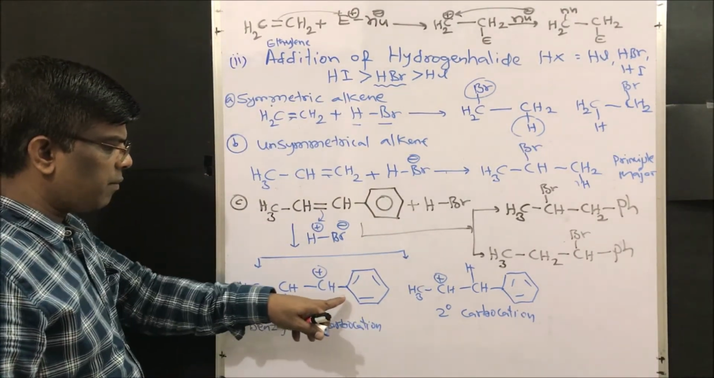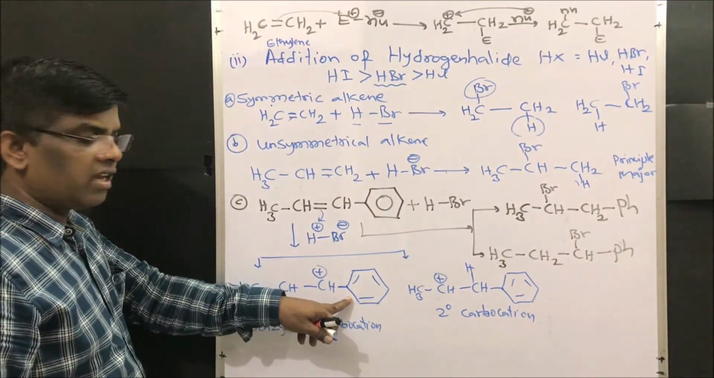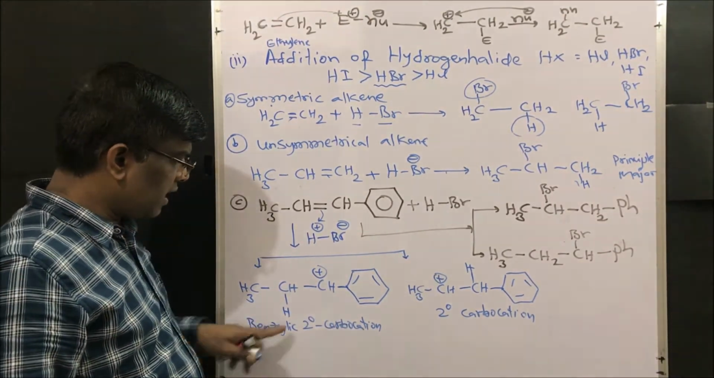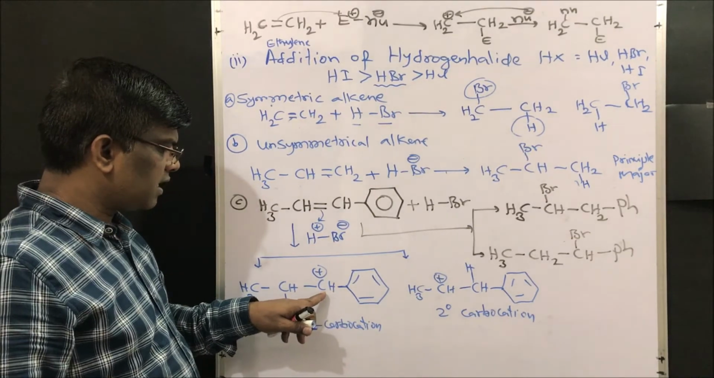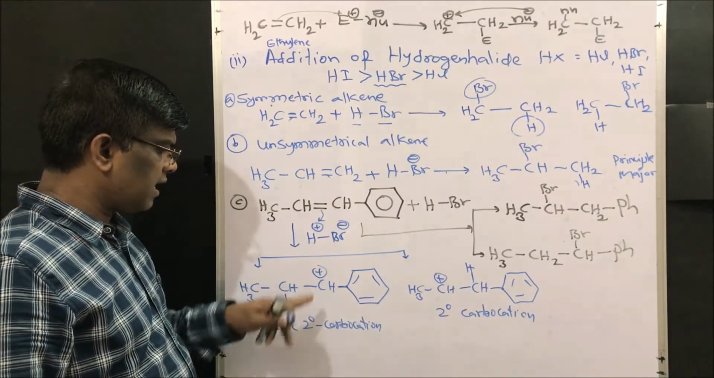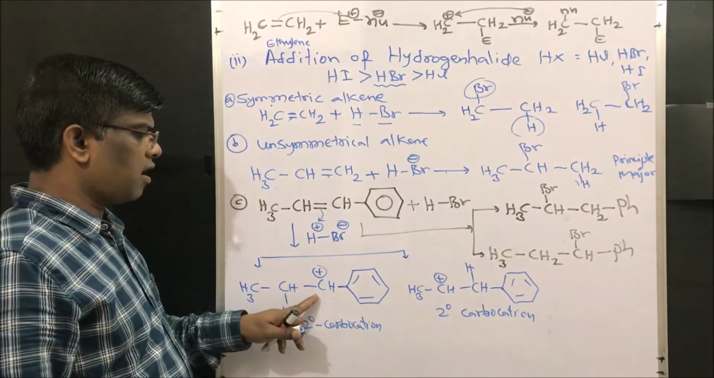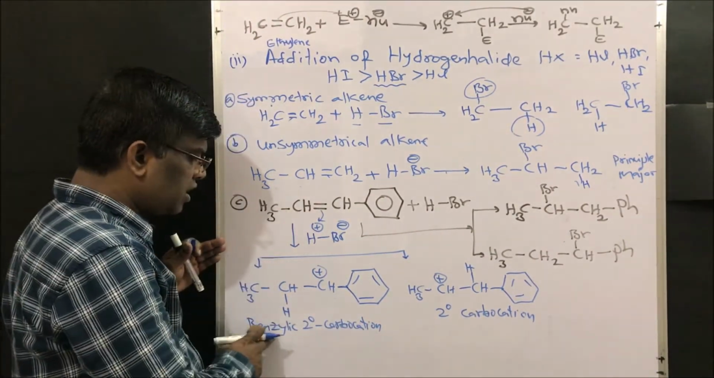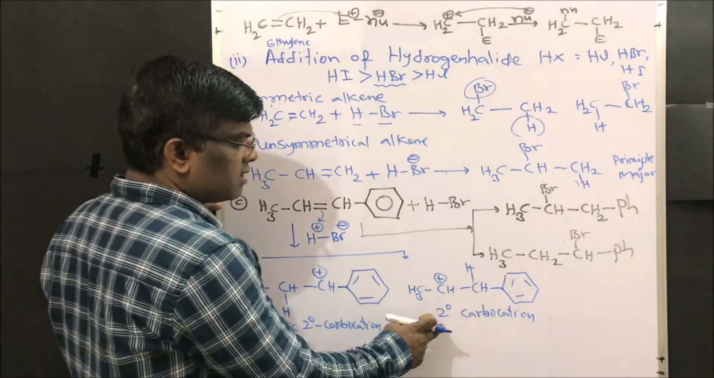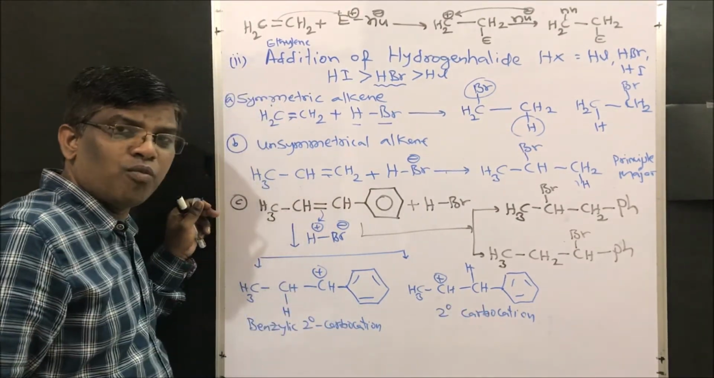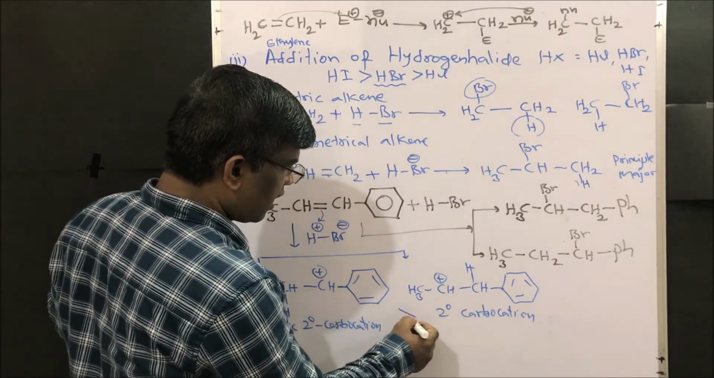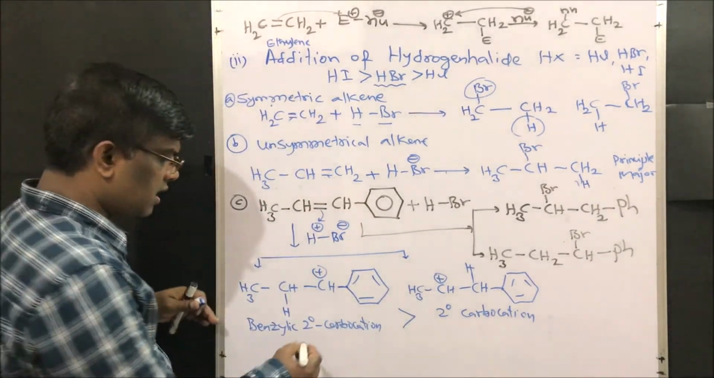Why is it benzylic? Because it is attached to a benzene ring, so it is also known as a benzylic carbocation. Why is it secondary? Because it is attached to two carbons. It is both secondary and benzylic. This one is only a secondary carbocation. Among the benzylic secondary carbocation and the secondary carbocation, which is more stable? Yes, the benzylic secondary carbocation is more stable.